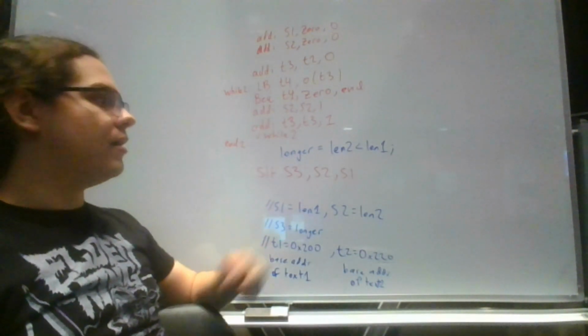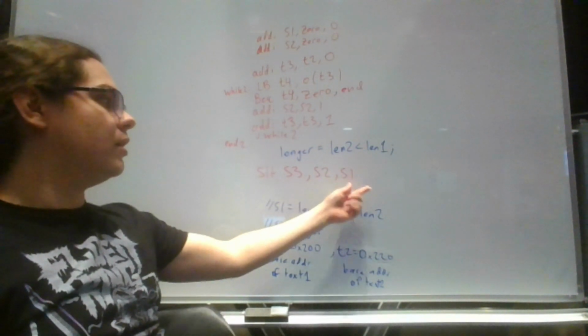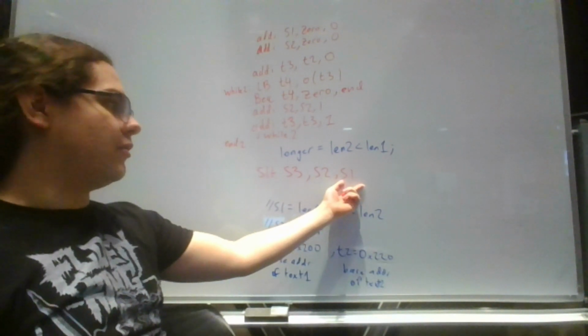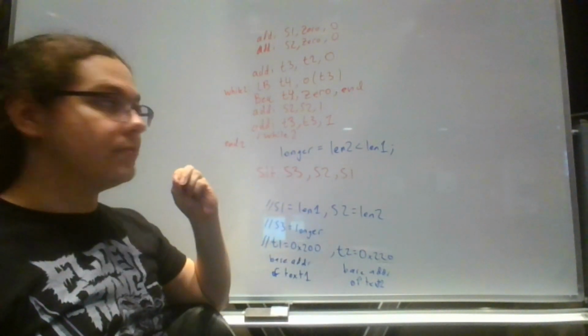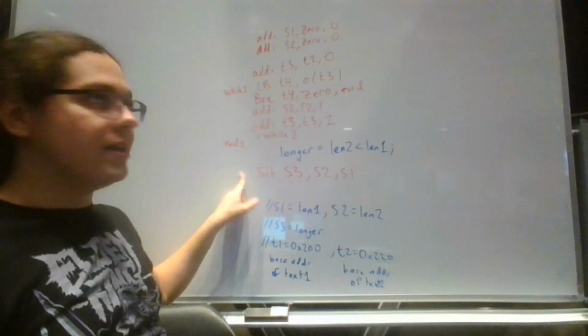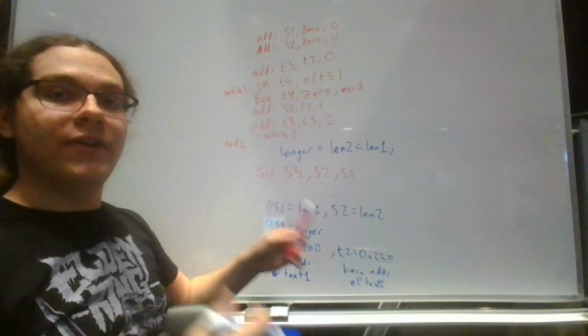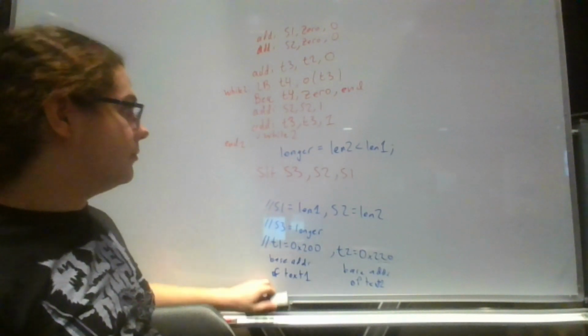So all this is saying is if S2 is smaller than S1, you're going to make S3 the number 1. And if S2 is not smaller than S1, you're going to make S3 the number 0. So this one line of assembly code means and does the same thing as that if-else statement that was in the given C code.